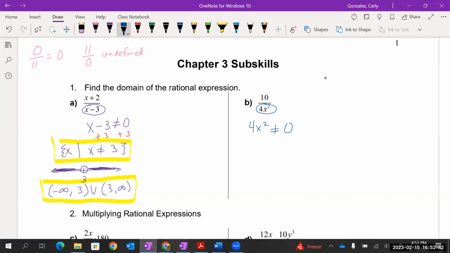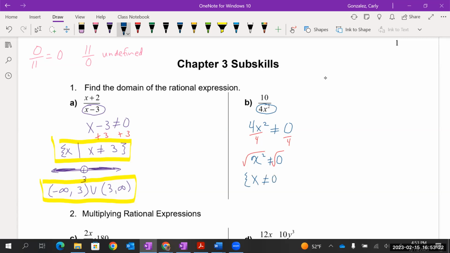Now, we could go ahead and solve by dividing by 4 and such, but we could also observe that the only way that 4x squared will equal 0 is if x equals 0. So we could just reason through that x cannot be 0, or I'll show the algebra. Let's divide both sides by 4. So x squared cannot equal 0. And we could use that square root property, or take the square root of both sides. We don't need a plus or minus because it's 0, and we get x cannot equal 0.